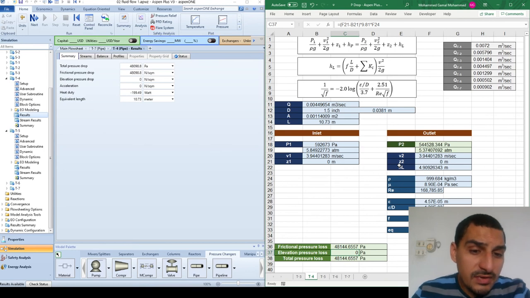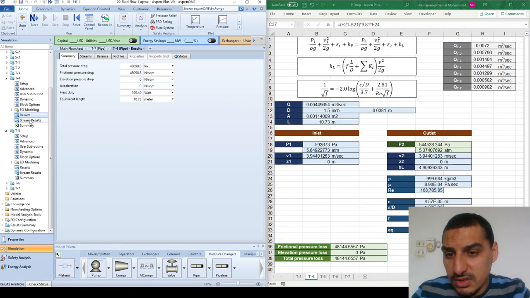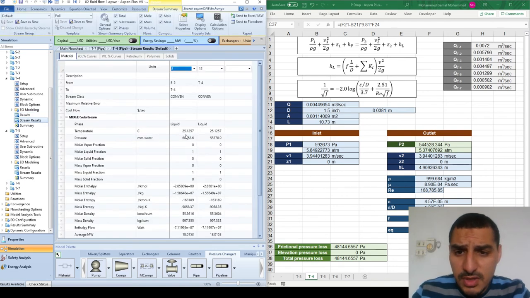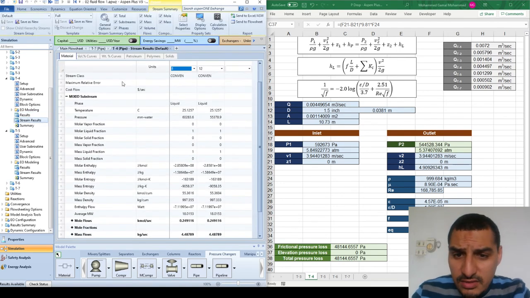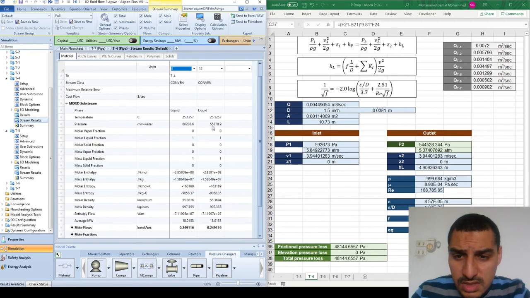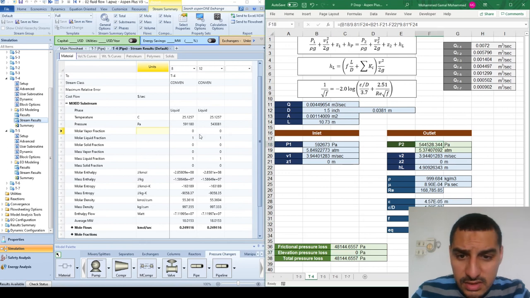For instance, if the pressure at the other side of the pipeline, which is stream 12, I can find the pressure in Pascal. It's 544,528. It's here 543,081. Again, pretty close to each other.